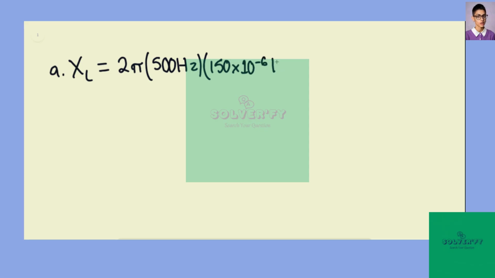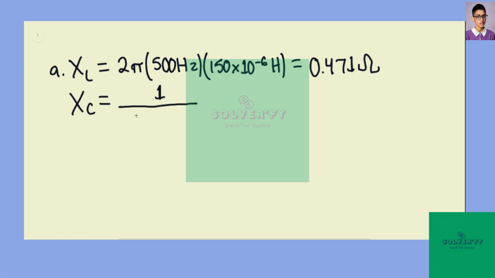So for part A, the impedance, we can first solve the inductive reactance. This would be 2 pi times the frequency we know to be 500 hertz, and then the inductance we know to be 150 microhenries, so 150 times 10 to the negative 6th henries. And the inductive reactance is equaling to 0.471 ohms.